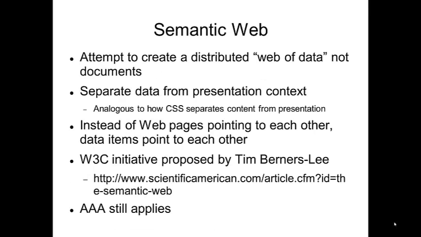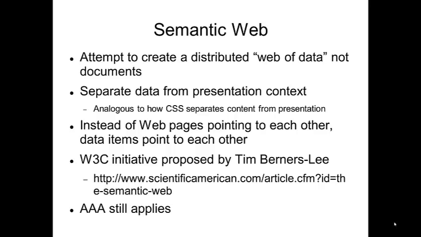So to a certain extent, the semantic web is a reaction to some of these issues. And it's an attempt to create a distributed web of data rather than a web of documents. This is the idea. In an analogous way that CSS separates, to a certain extent, content from presentation, the idea for the semantic web is to separate data from the context in which that data is being presented. Okay? So instead of web pages pointing to each other, for example, data items point to each other. And this is, again, an invention of the amazing Tim Berners-Lee, and is a W3C initiative that he proposed, and there's a good article, the initial article in which he proposed the semantic web.